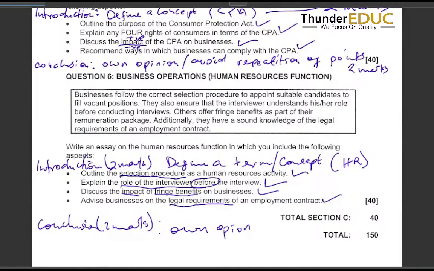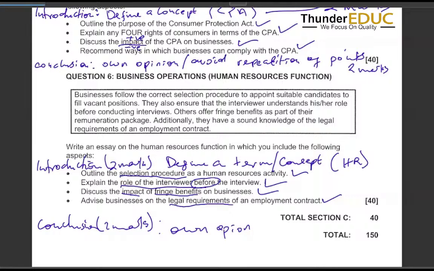When we check the conclusion, remember we said that you should always write your own words. The moment you fail to write your own words, you are going to score low marks. And also, if you don't write your own words, make sure that you avoid repetition of points from the body that you have done, and also from the introduction.